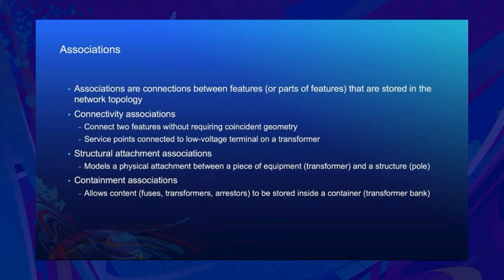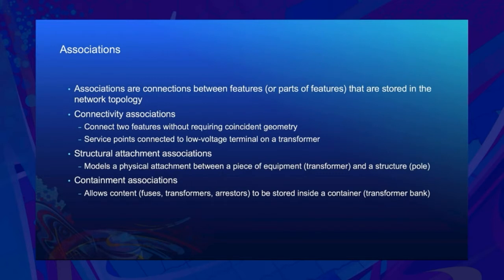The second kind of association we have is called a structural attachment association. This is used to model a physical attachment between a piece of equipment, such as a transformer, and a structure, such as a pole. So it allows you to do a trace and say, okay, I want to return all the poles that are holding up this particular circuit. And it can do that without needing to go out to tables or traverse relationship classes or anything like that.